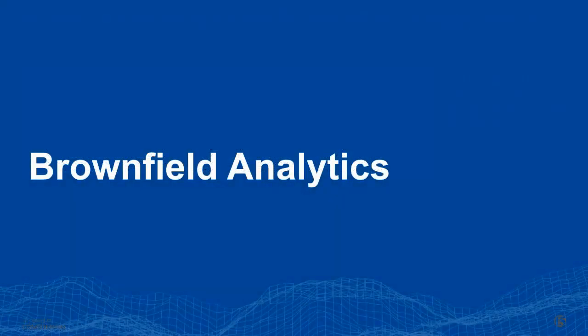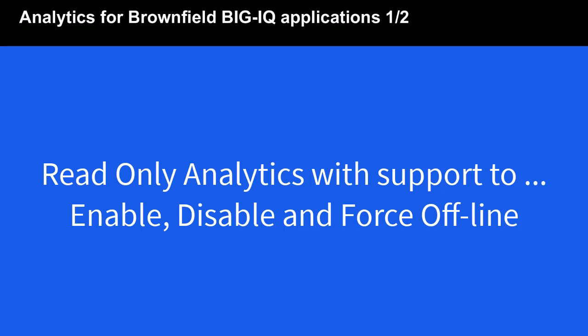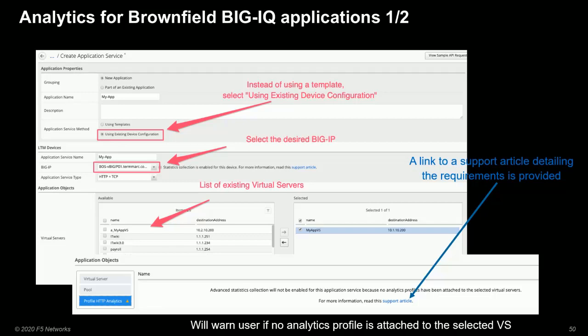Finally, in this group of three topics that we put in the spotlight, Brownfield analytics. Brownfield analytics is the support of applications that have been created on BIG-IPs before they were managed by BIG-IQ. If you want to see those applications in the dashboard, that was not possible before version 7.1. Now in version 7.1 we provide read-only app dashboard visibility for the existing applications. So those are the applications that have not been deployed with the AS3 templates via BIG-IQ.